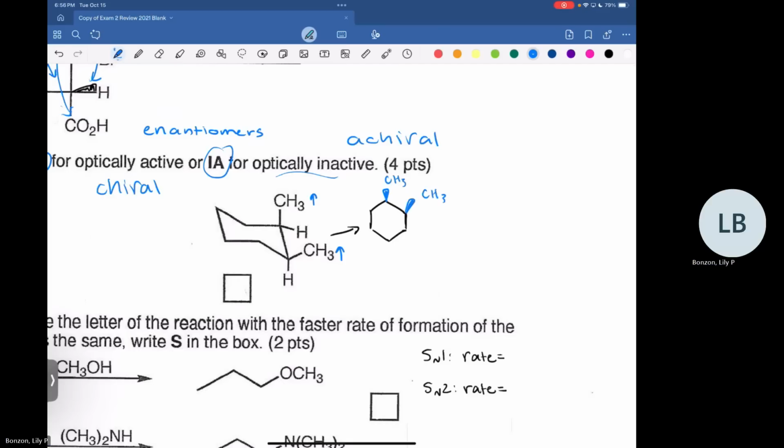And when we draw that, we have an internal plane of symmetry down the molecule like that. So this one's going to be achiral because of the internal plane of symmetry between the two substituent carbons. So since it's achiral, it's going to be optically inactive. Questions?